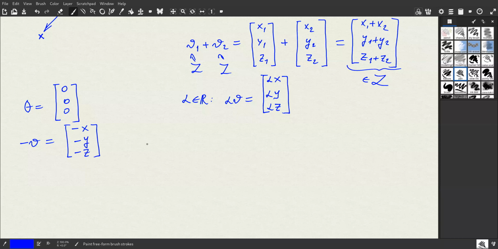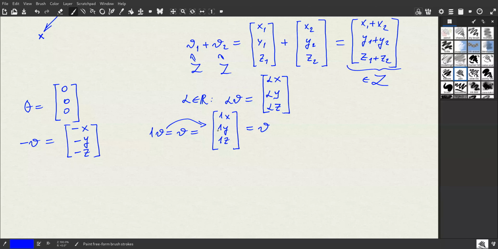Can we, for example, verify that 1v equals v? Obviously, because 1v is indeed 1x, 1y, 1z, and therefore it is indeed equal to v, and so on. So axioms 1 to 8 in this case can be verified on this model using the axioms of real numbers. That should be perfectly clear. Okay, so that's the first example.